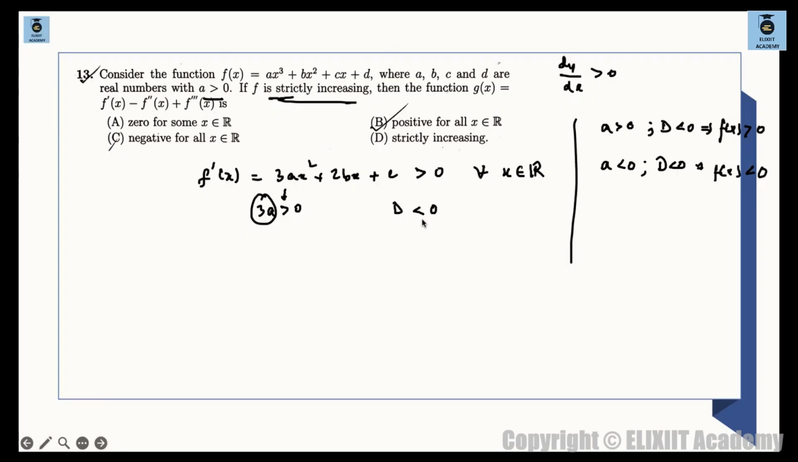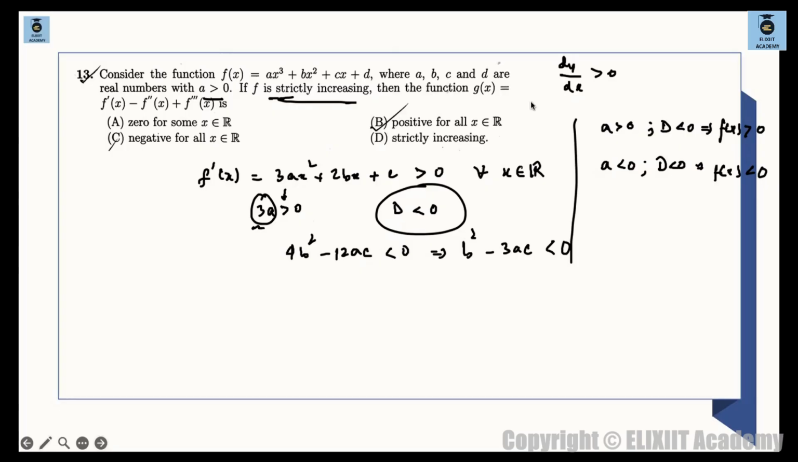तो यहाँ पे उल्टा जा रहे हैं ना. So f dash x is positive, the quadratic is given positive, and leading coefficient a is also positive, which means d must be negative over here. So d माने discriminant माने 4b square minus 12ac must be negative, which means b square minus 3ac must be negative. So this is one condition which we have derived.